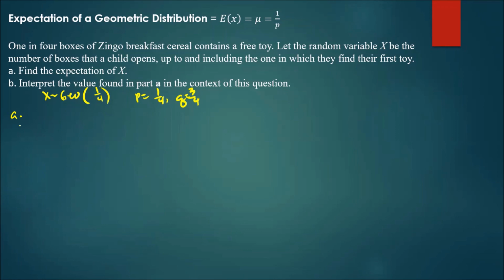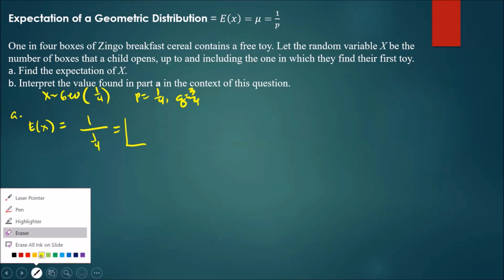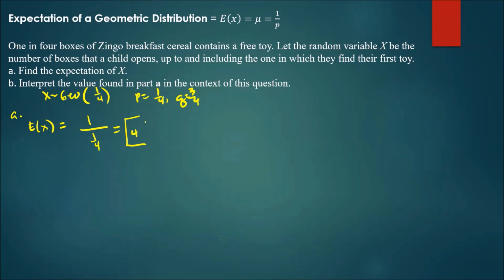Okay. So letter A, find the expectation of X. So that is expectation of X is equal to 1 over P. And we know that P is 1 by 4. So therefore, the expectation of the geometric distribution is now equal to 4.